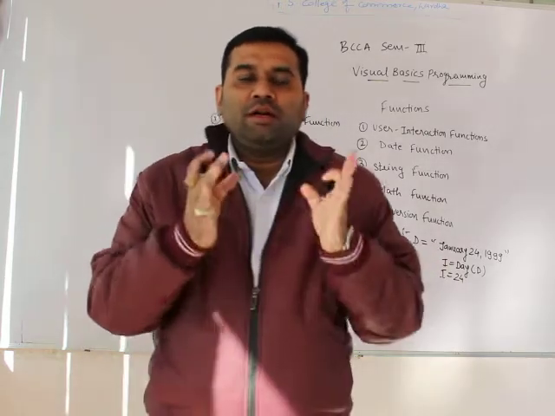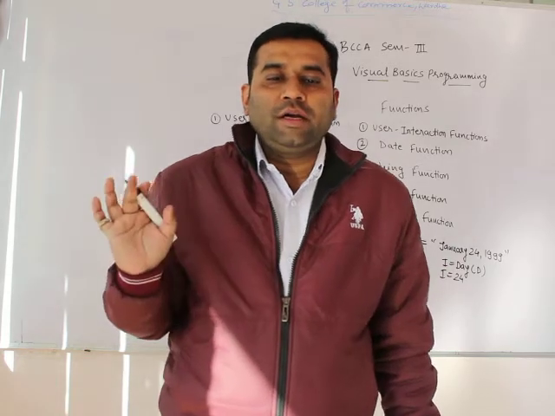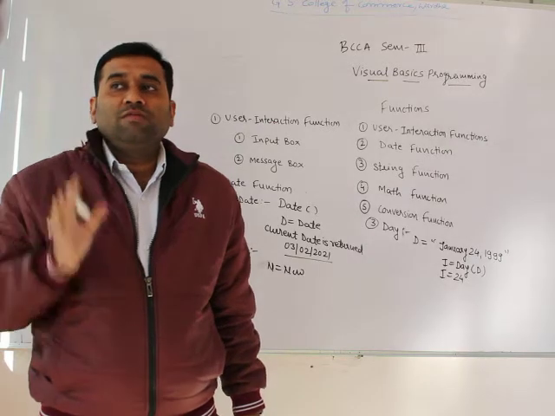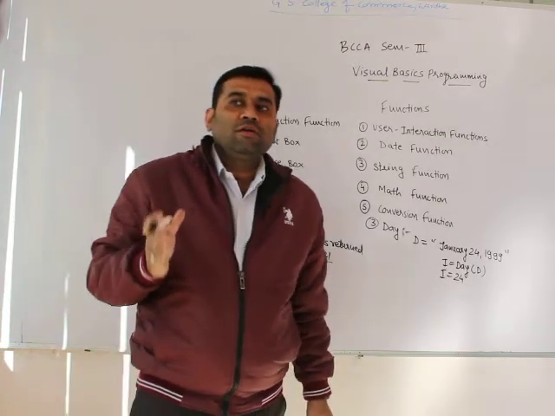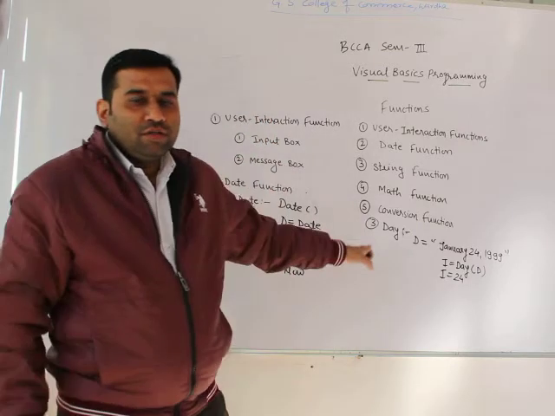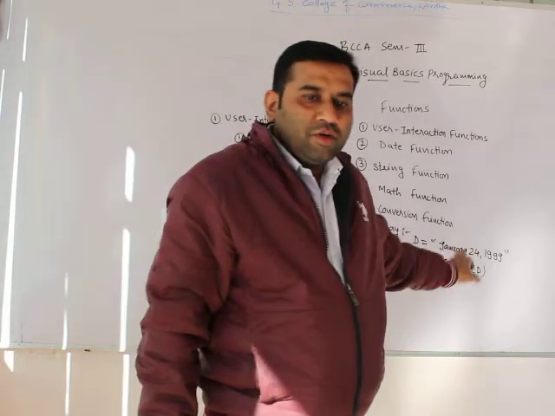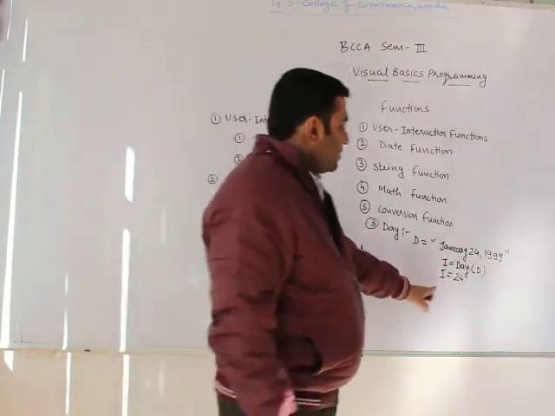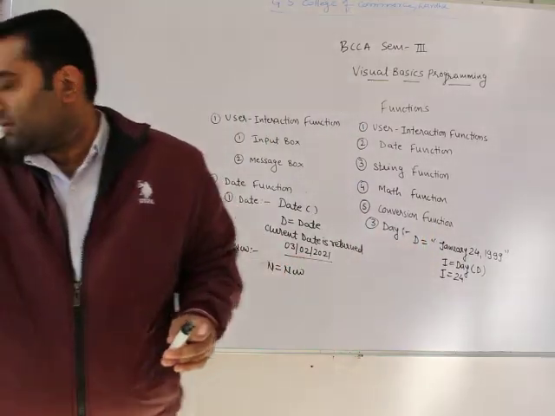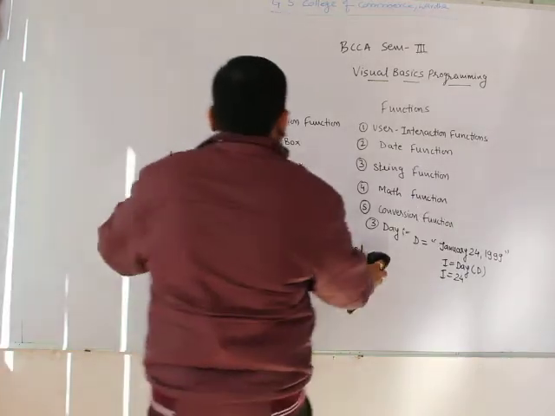This function returns whole numbers between 1 to 31, inclusive, representing the day of the month. d = January 24, 1990. Then i = Day(d). Then this function returns 24.